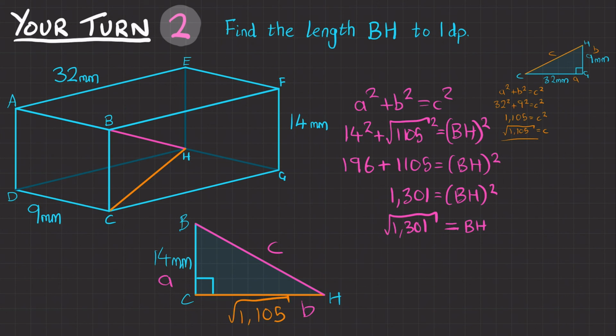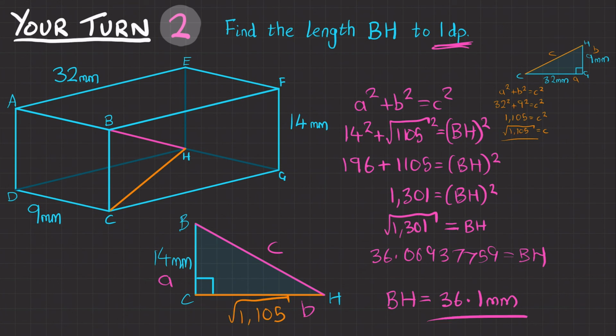In our calculator, that will give us 36.06937759. But we want our answer to 1 decimal place, so our final answer is BH equals 36.1 millimeters to 1 decimal place.